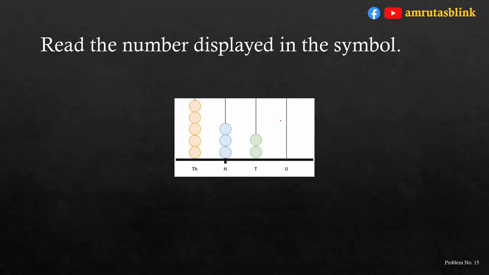Now how many balls are here in thousands place? That is 5. How many balls are there at hundreds place? It is 3. How many balls are there at tens place? It is 2. And how many balls are there at units place? It is 0. So your required number is 5320.